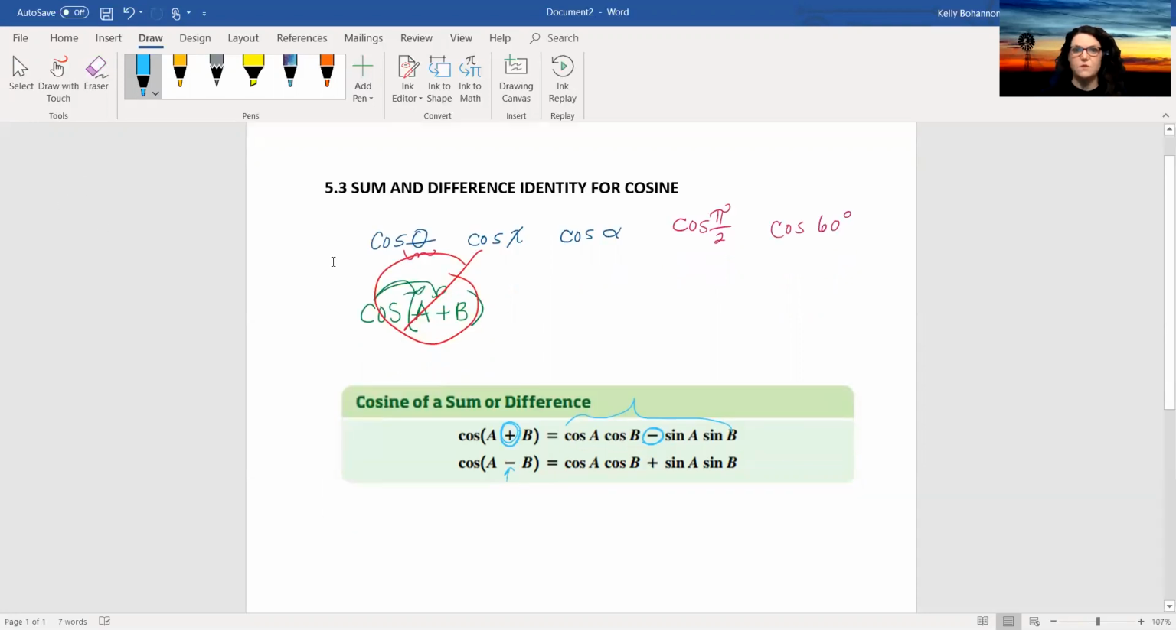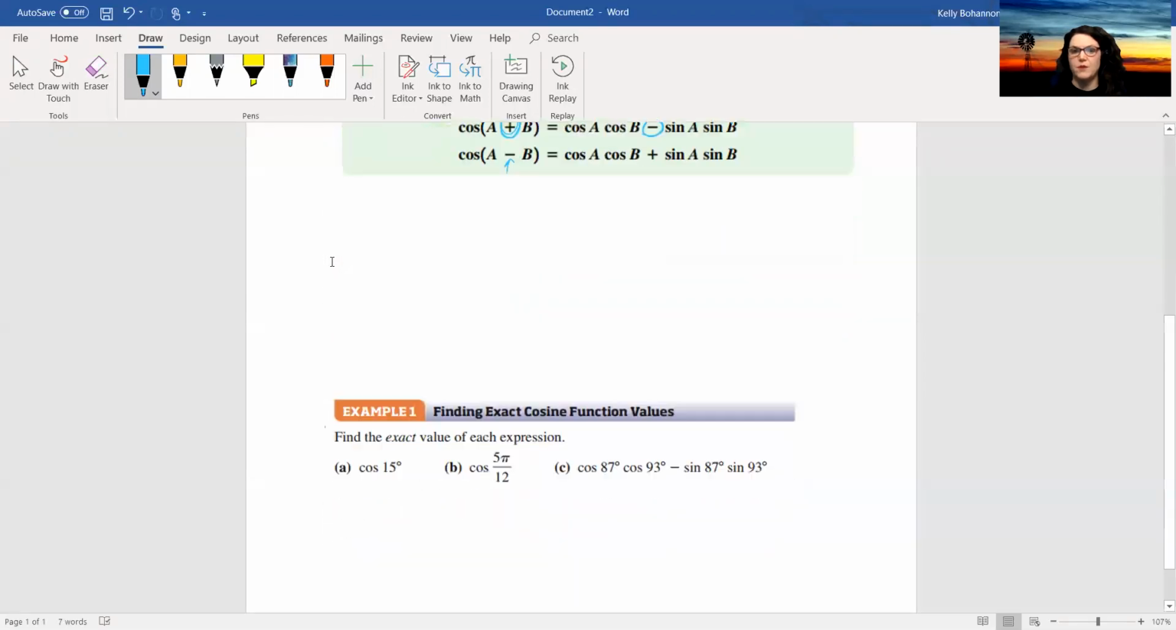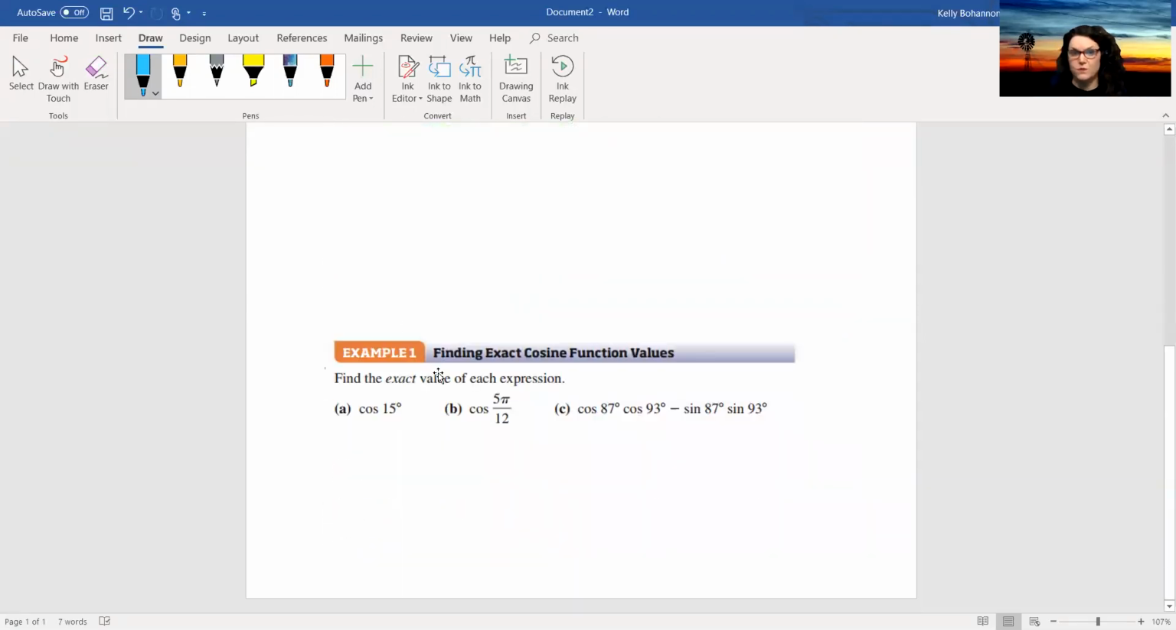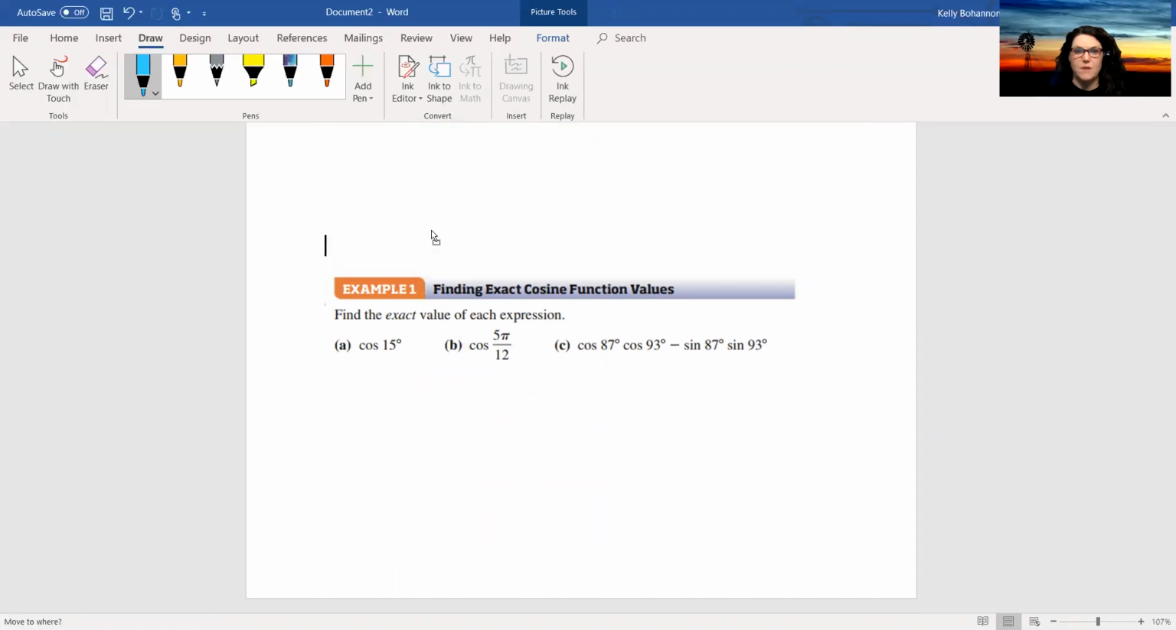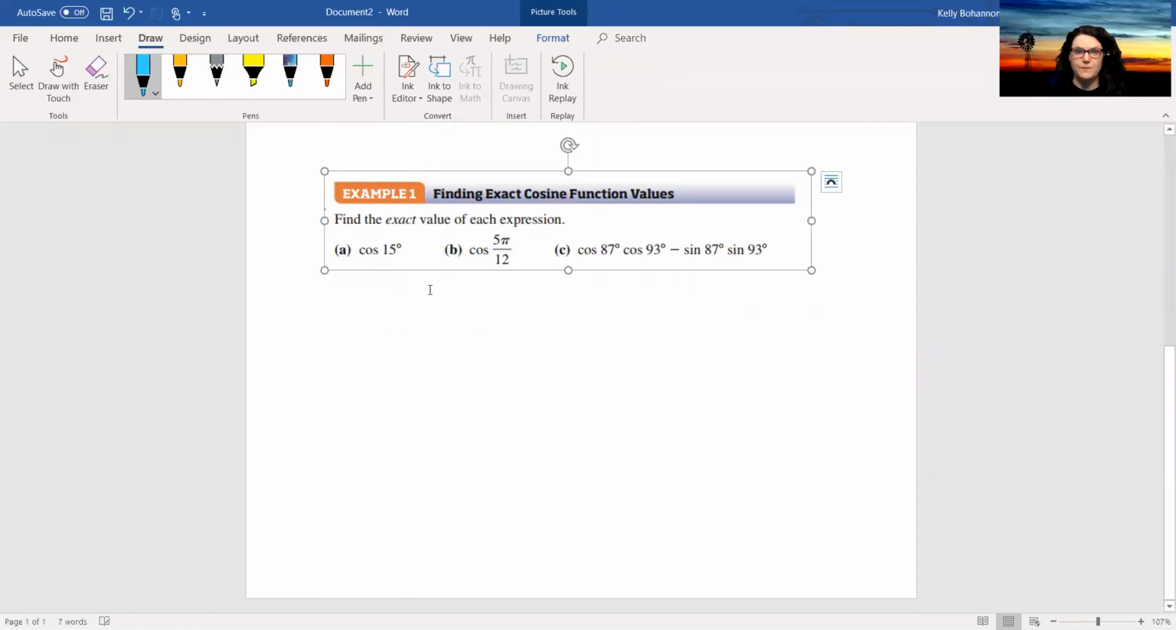Let's scroll down and do the first example of how to use this particular identity. Let me back this up a little bit so I have a little more room. The first thing it says is find the exact value of each expression. When they say exact value, they do not mean put it in your calculator and get a decimal. They mean get values off of the unit circle.